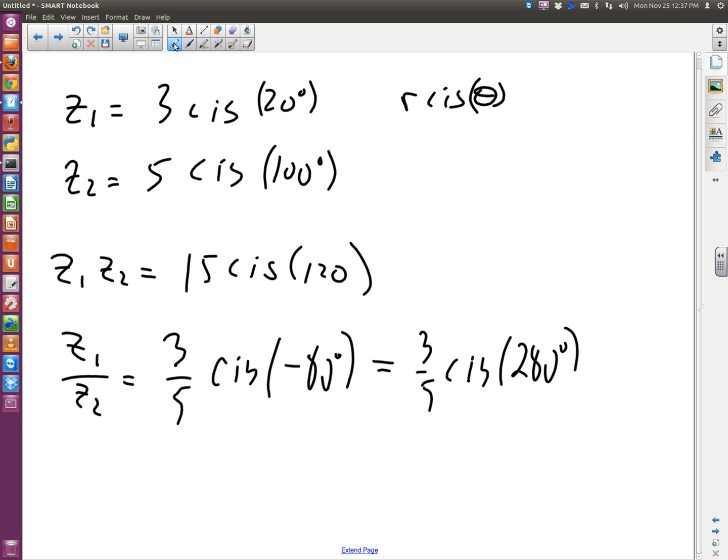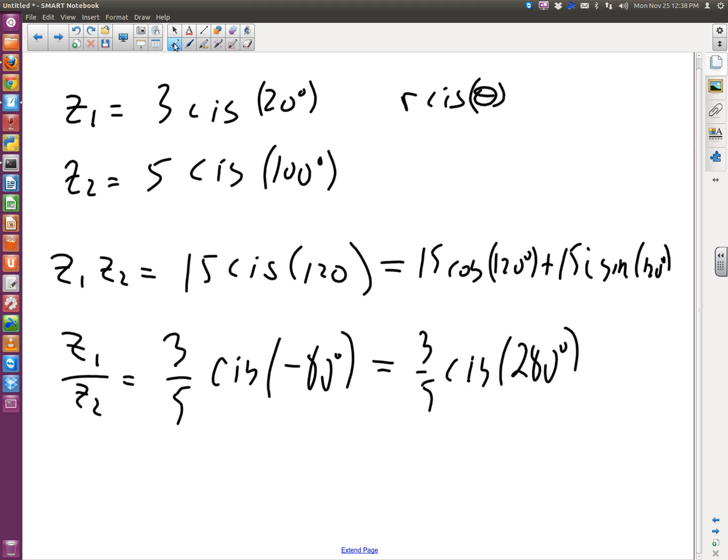All right, so multiplying and dividing is real easy. What about powers? Or wait, just one more thing. Could you convert this back to Cartesian? Sure you can. It's 15 cosine of 120 plus 15i sine of 120. What did I do? I distributed the 15 over the cosine 120 plus i sine 120, all one fell swoop, right? But you know the cosine of 120.